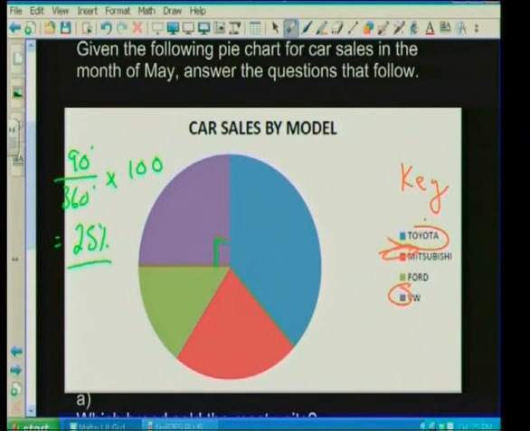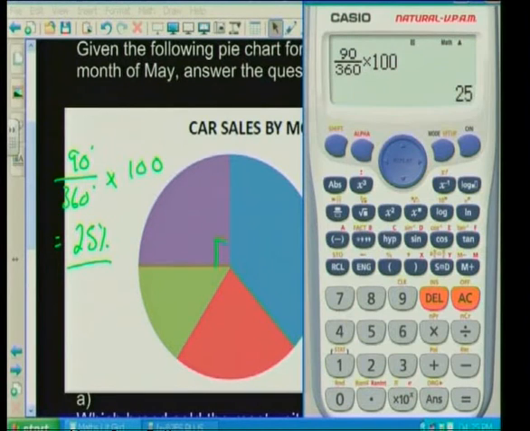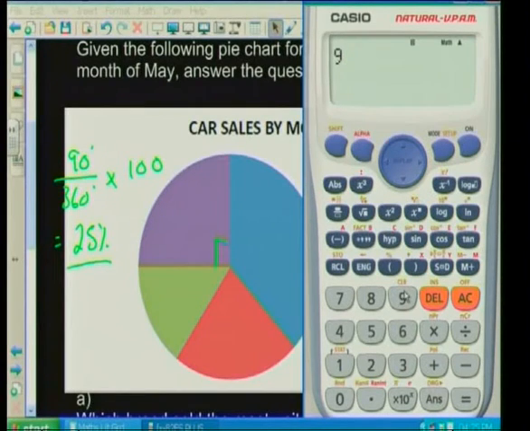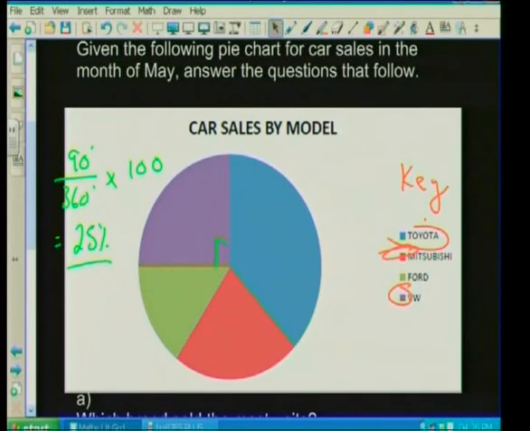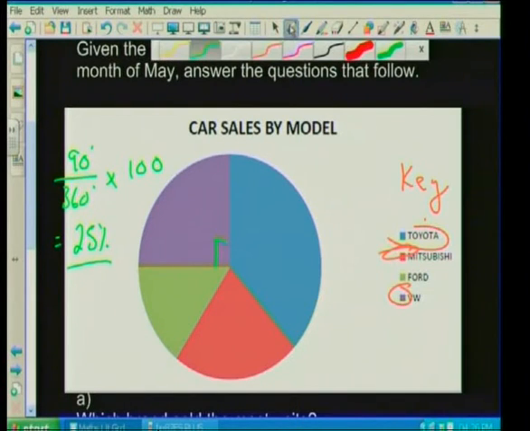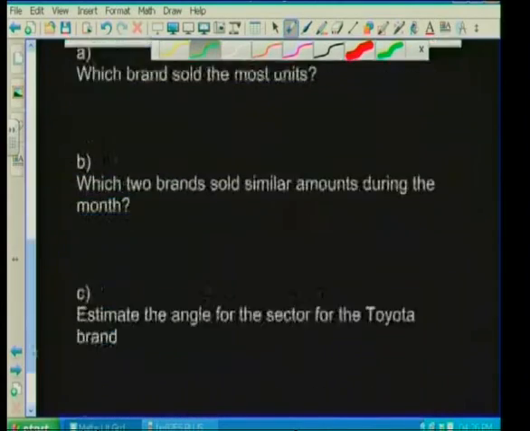Okay. I want to do that on my calculator again, because some of us might be using a calculator that doesn't have the fraction button. So what does 90 over 360 mean? Let me show you on the calculator. 90 over 360 could be done as 90 divided by 360. And then we times by 100, and look, we're going to get the exact same answer, 25. So my answer then is 25%. Okay, I think that's all the answers there. Right, done it. Next one.